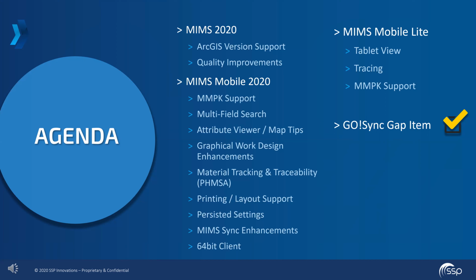In MIMS Mobile, there are a number of awaited enhancements and customer-requested gap items, such as mobile map package support, which has unlocked anticipated Esri functionality in runtime, a newly reimagined attribute viewer, easy-to-configure single-line map tips, search enhancements, including multi-field, address, and intersection searches, printing powered by ArcGIS Pro layouts, numerous graphical work design enhancements driven by customer requests, material tracking and traceability for gas utilities in MIMS inspections and design, and additional persisted settings in support of user preferences.